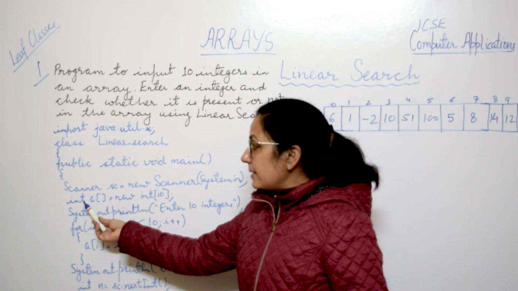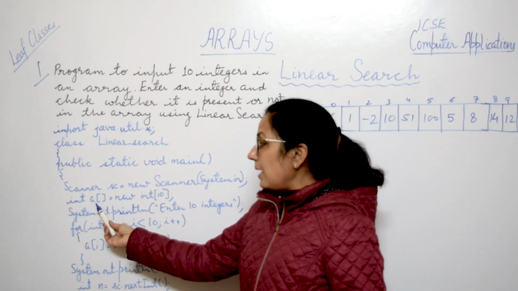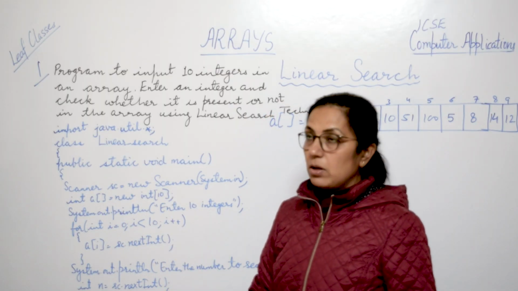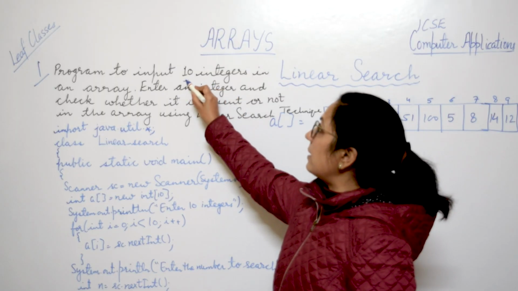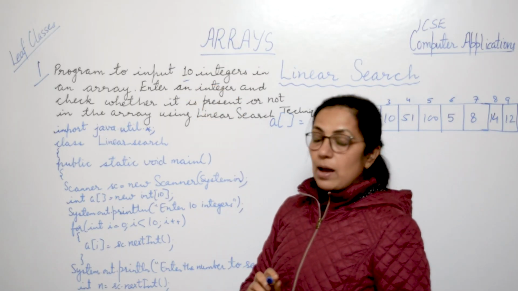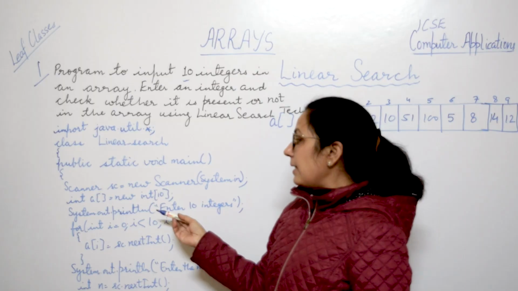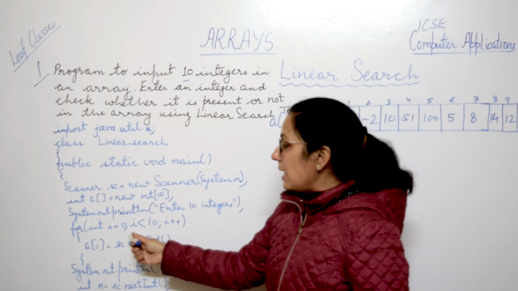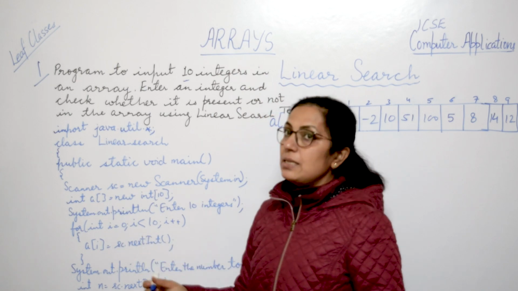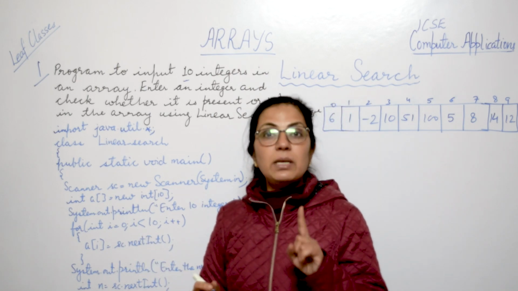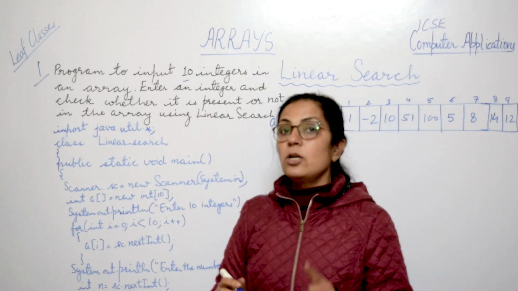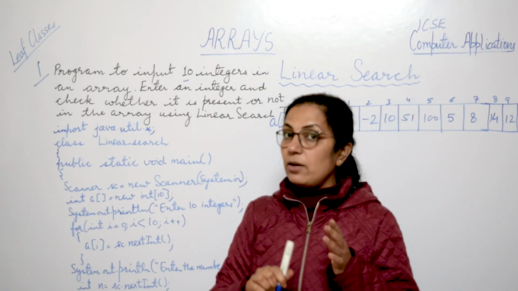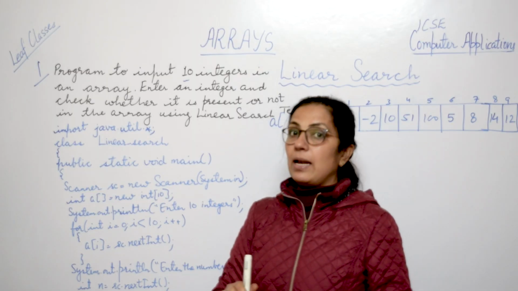The syntax is data type, that is int, array name equals new int[10], because in the question it is mentioned that 10 integers you have to input, right? After that, we are giving a print statement, enter 10 integers, and take the loop from 0 to less than 10. 0 to less than 10, how many values are there? Yes, total 10. 0, 1, 2, 3, 4, 5, 6, 7, 8, 9. From 0 to 9, total 10 values.